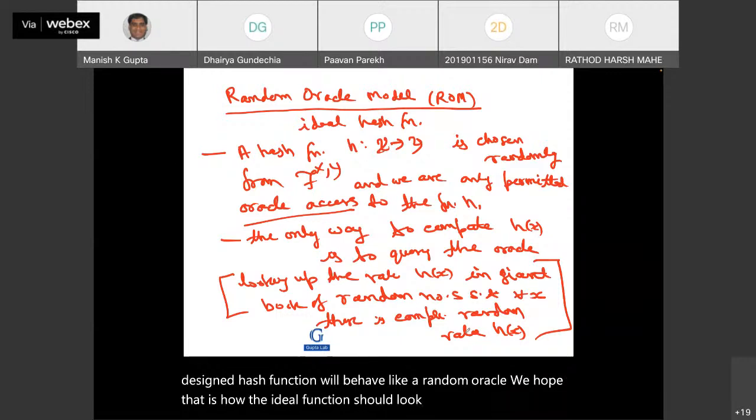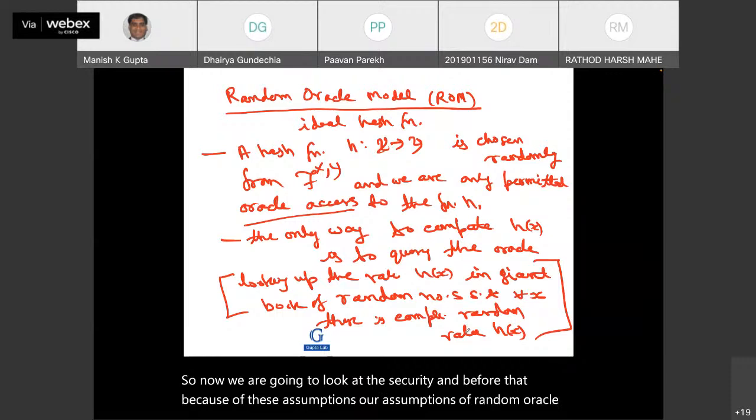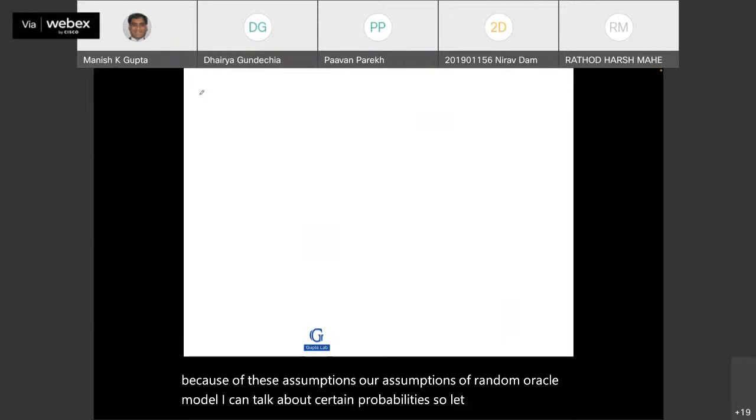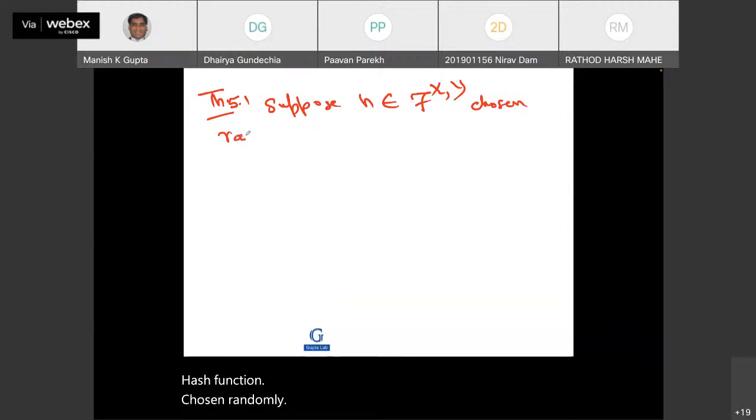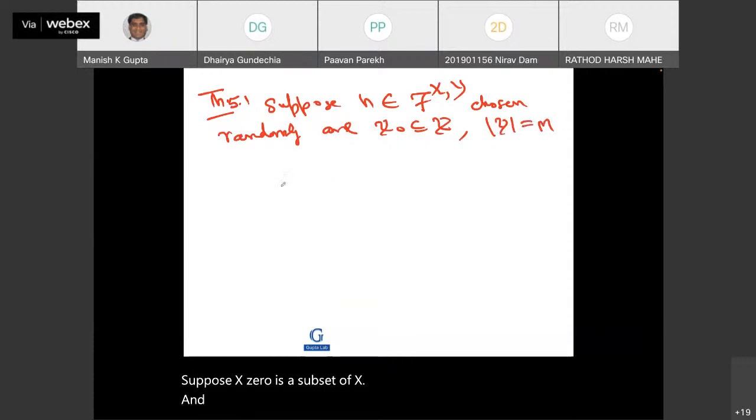Now we are going to look at the security, and before that, because of these assumptions of the random oracle model, I can talk about certain probabilities. So let me mention our first result, theorem 5.1. Suppose h is a hash function chosen randomly, and suppose X naught is a subset of X, and suppose the size of Y is capital M.